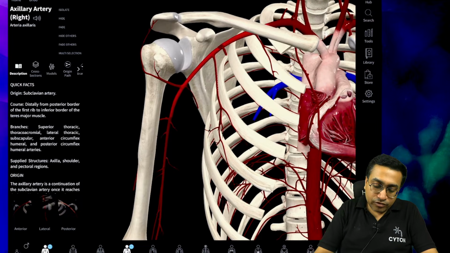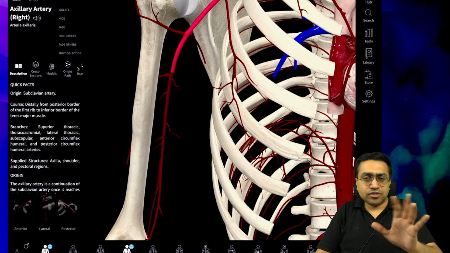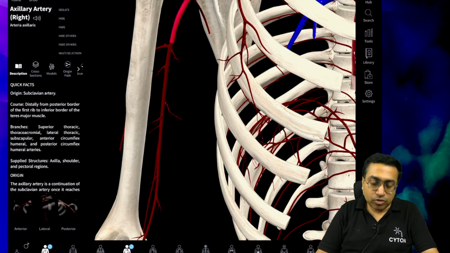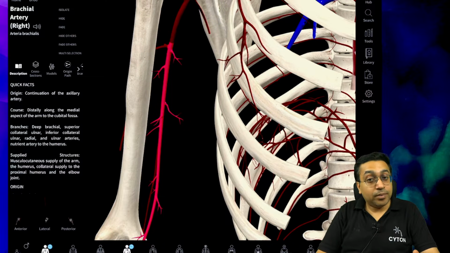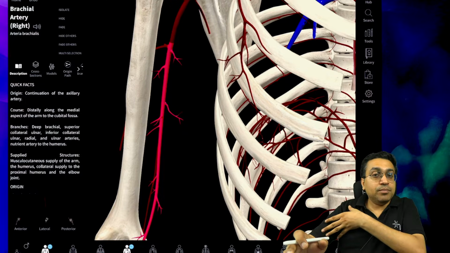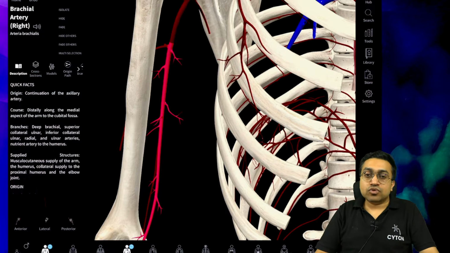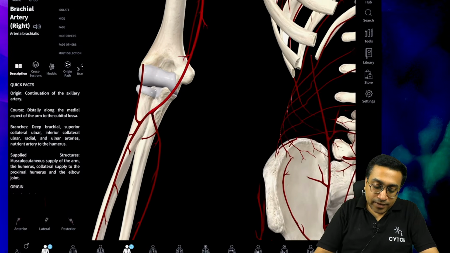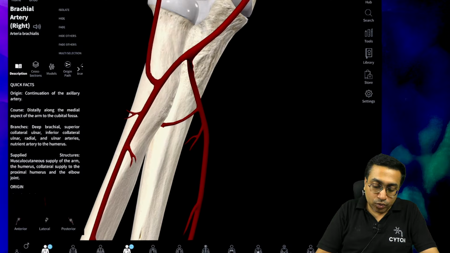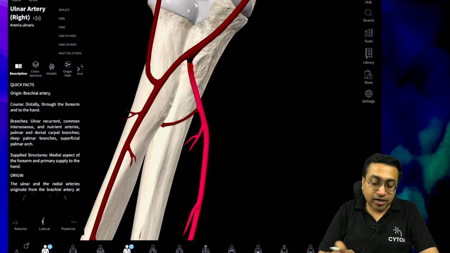Then move on further. There are minor branches which we will discuss eventually region wise, but I am talking about the major vessels of the body. So this axillary artery continues as brachial artery, brachium, arm is known as brachium. So this brachial artery is further splitting up into two, you can see, that is taking the same name, that is the radial and the ulnar artery.